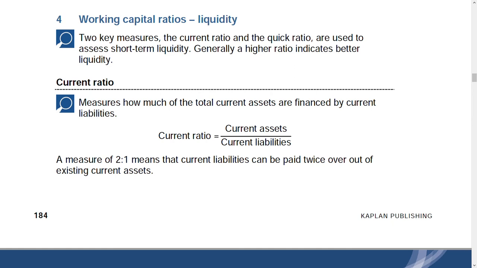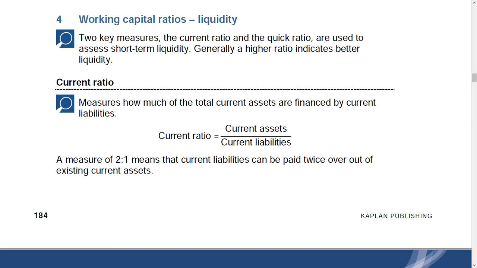Usually they have given that 2:1 means good. If you see, this is also not in terms of percentages. Okay, so 2:1 is good. That means 2 of your current assets are used to pay one current liability, which is good. That means you will be left with one, right? 1:1 is also good. 2:1 is also good. So current liabilities can be paid twice over from the existing current assets. After you have paid your current liabilities, you will still be left with current assets, because you have twice the current assets compared to current liabilities, which is good.